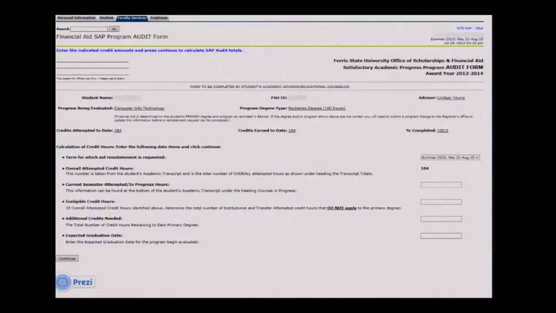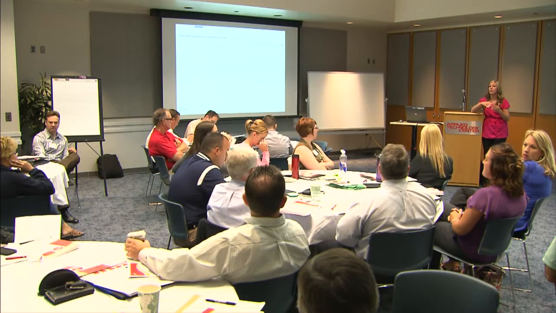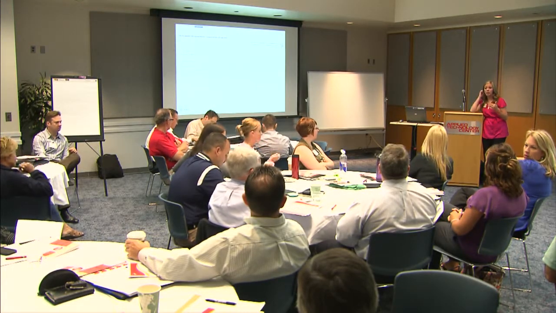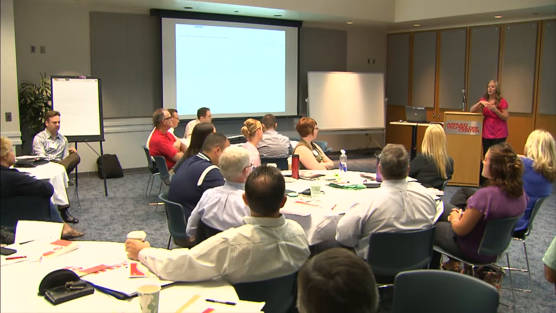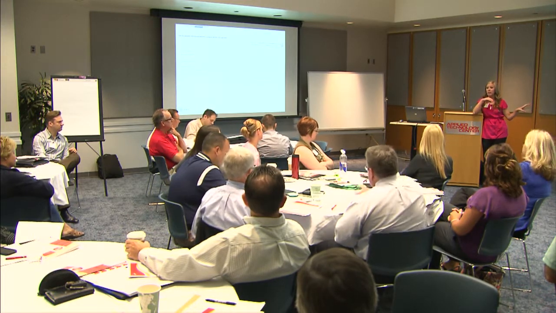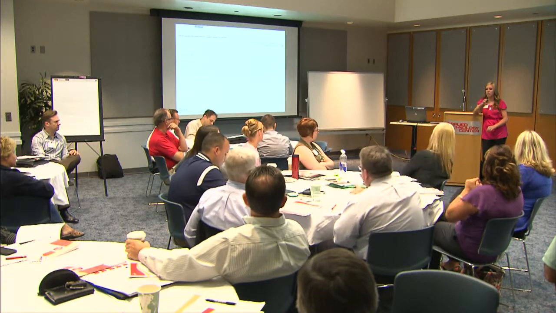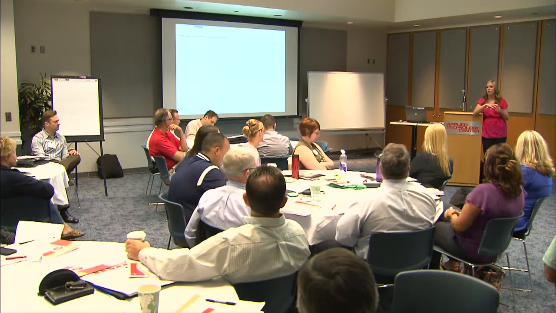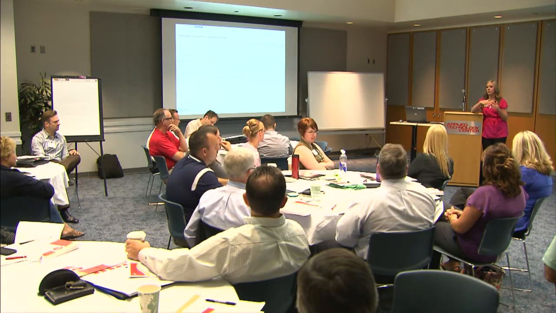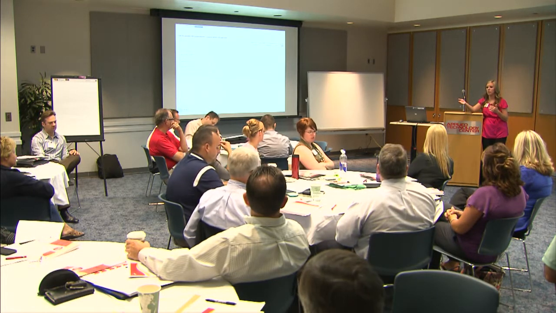I guess I thought these were hard numbers from the federal government. That they attempted this many. Well, yes, those are from the federal government, but we are able to use our professional judgment and use these forms to calculate if they're under the 180 credit hour mark going towards their primary degree. We can take those ineligible credit hours out, and then if they're under the 180 credit hours, we can reinstate their financial aid.